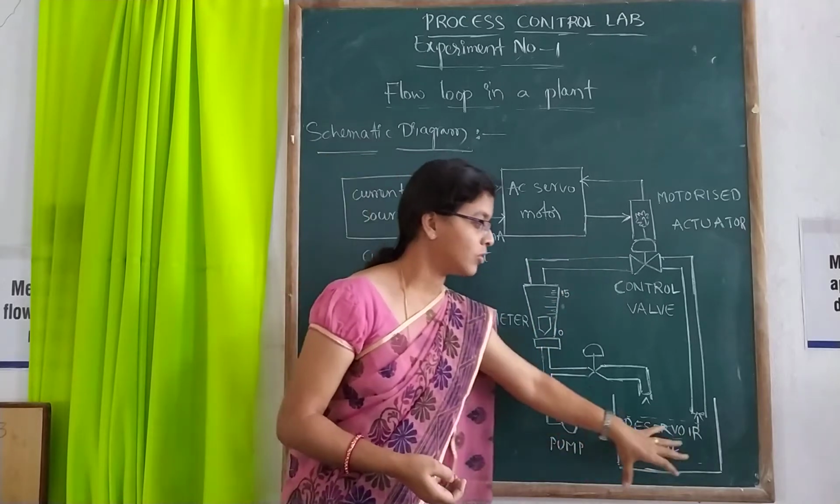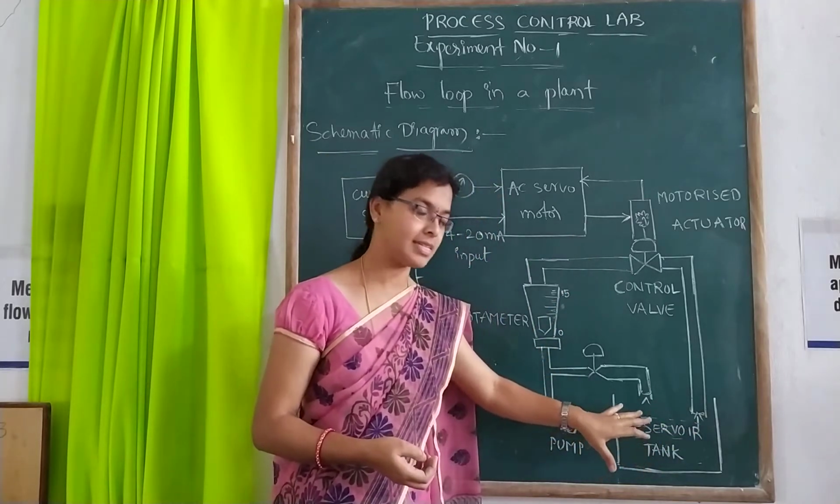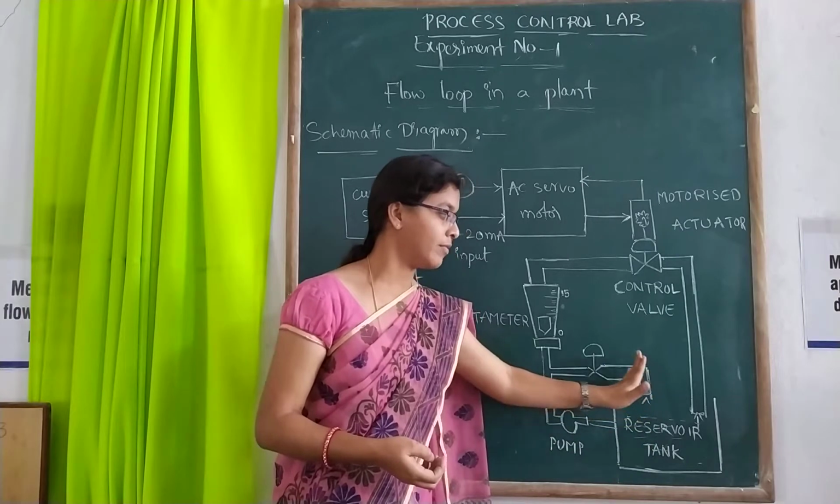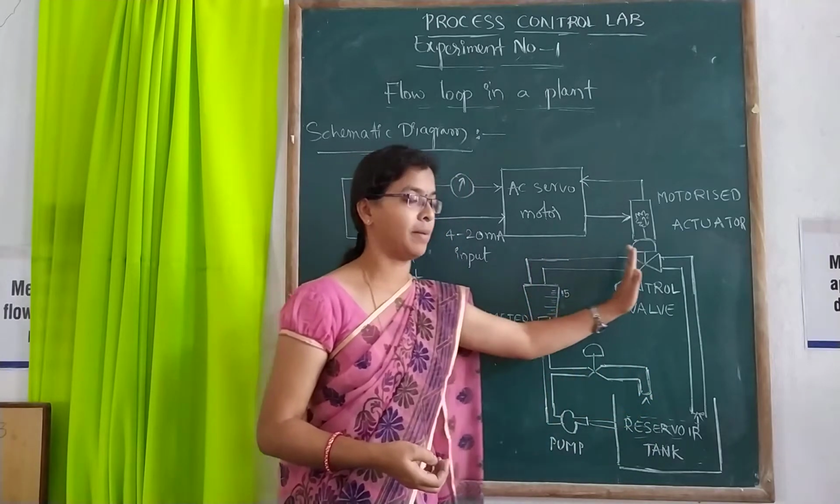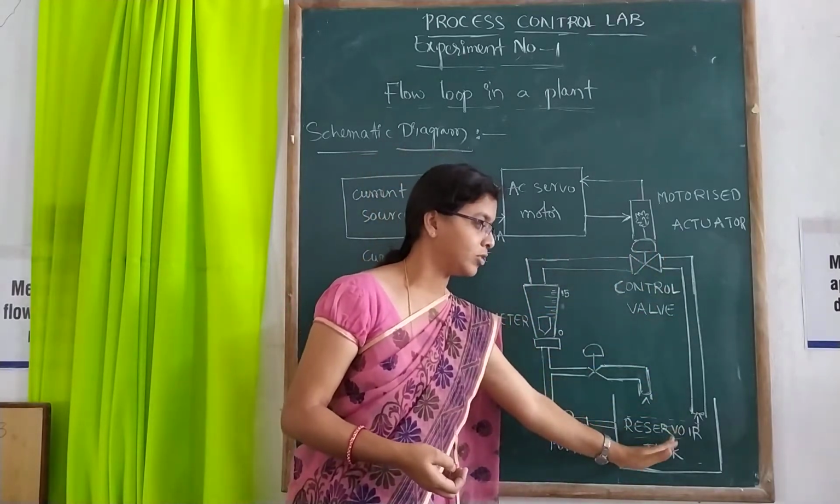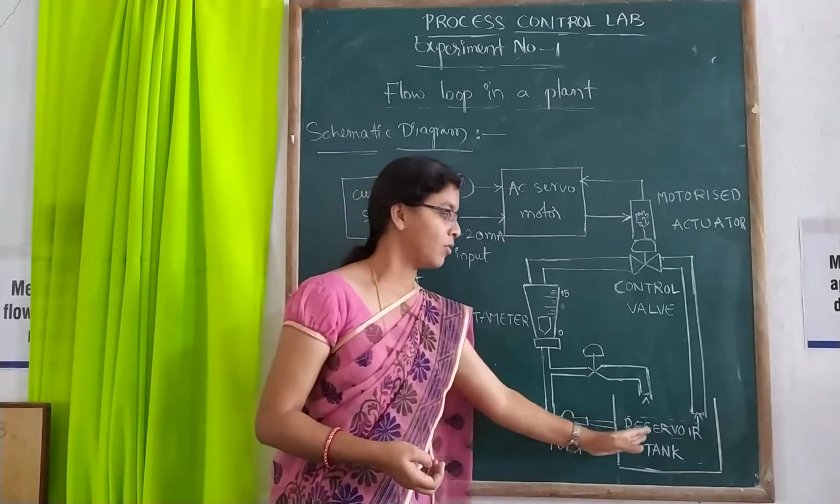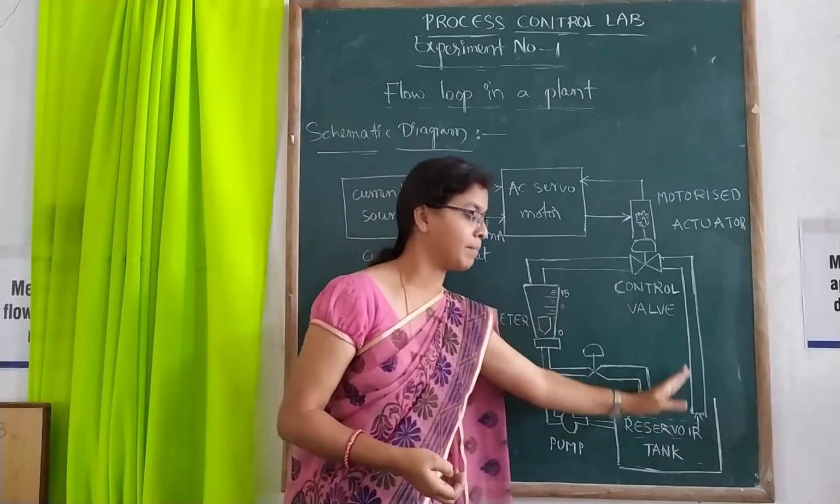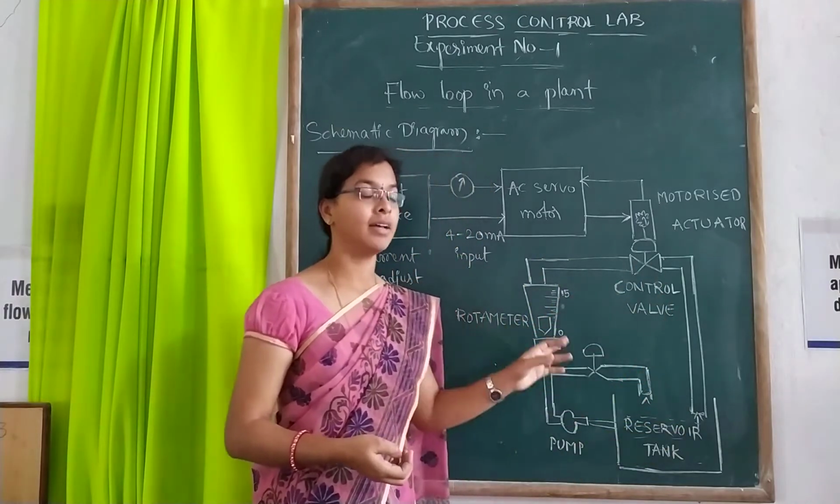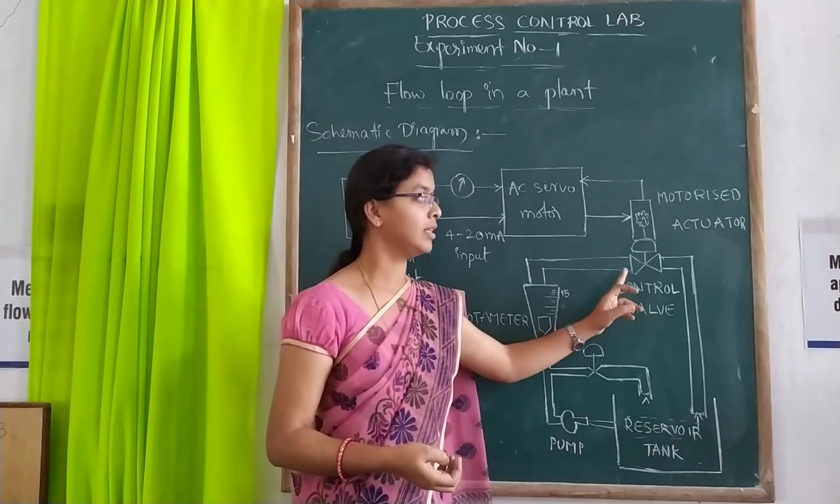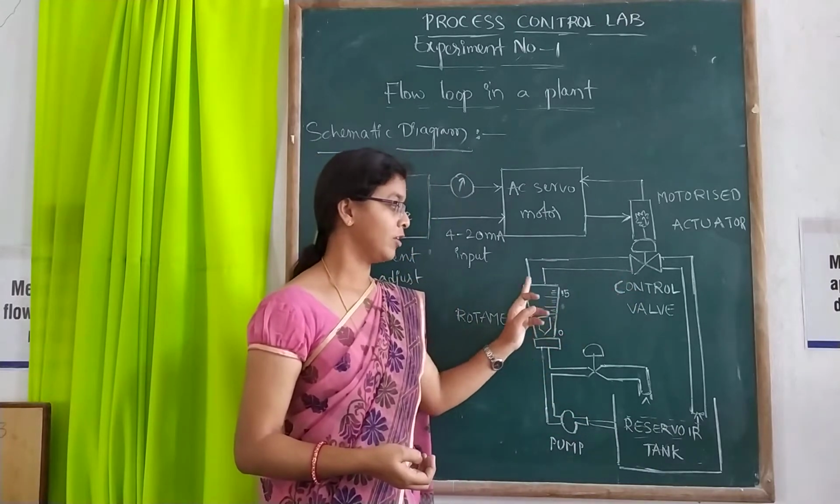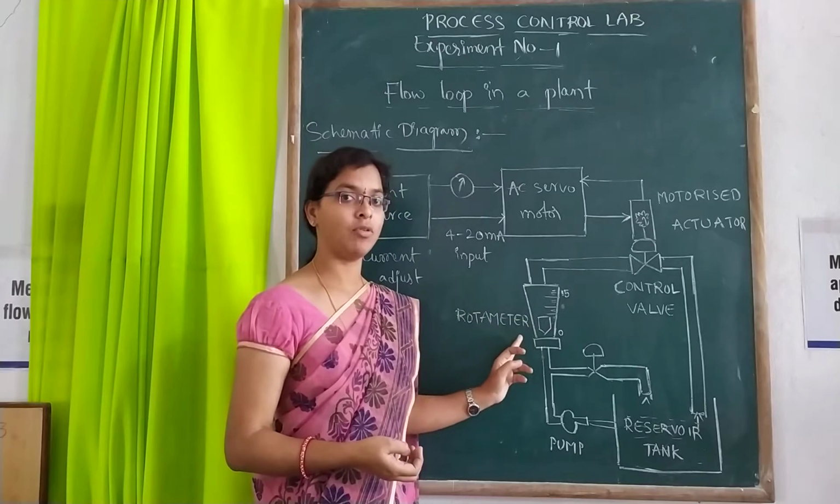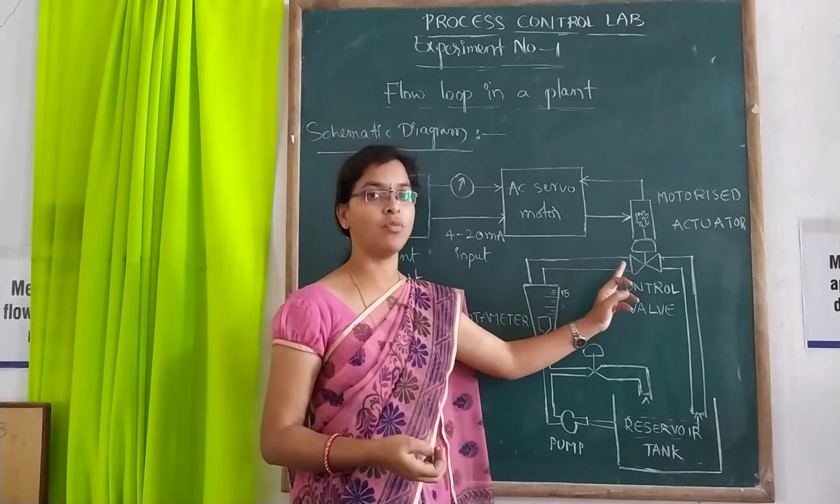And here we are going to take the reservoir. From the reservoir, water will be supplied into this pipe and again connected back to the reservoir. Nothing but the water flows in this pipe and comes back to the same reservoir tank. In this pipe we are going to measure the flow rate as well as control the flow rate by adjusting the control valve here.